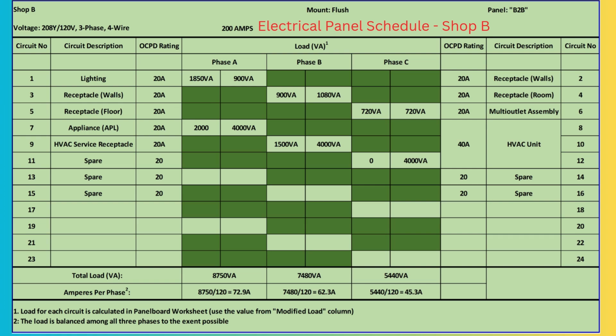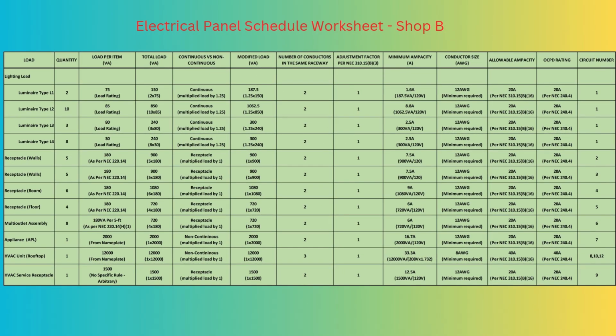This drawing is a panelboard worksheet for Shop B, detailing circuit-specific information such as loads, quantities, total load in VA, modified load, conductor sizes, ampacity, and NEC compliance. It includes calculations for continuous and non-continuous loads, adjustment factors for conductors in raceways, and overcurrent protection device, OCPD, ratings. The worksheet ensures proper sizing of conductors and safe load distribution across the electrical system while adhering to NEC standards for efficient and reliable operation.